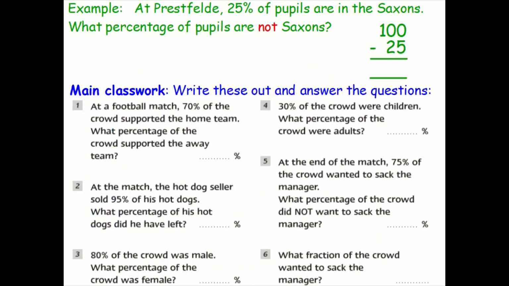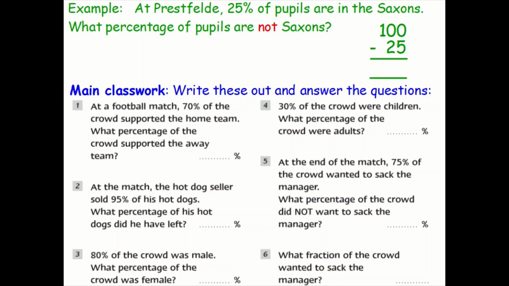So this is the final exercise I'd like you to do, and here's an example to help you through that. Example: at Pressfeld, 25% of pupils are in the Saxons. What percentage of pupils are not Saxons? Well, percentage, remember, means out of 100, so if 25% are in the Saxons, then there must be 100 take away that 25 who are not Saxons.